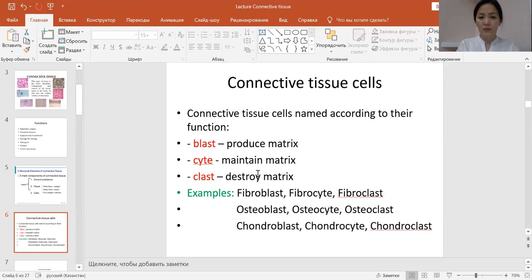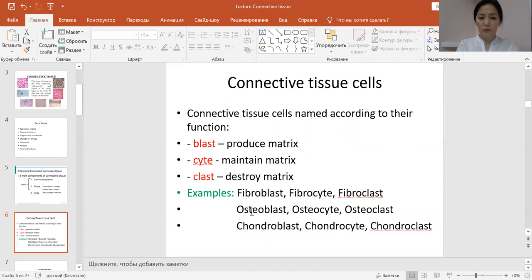For example, fibroblast, fibrocyte, and fibroclast are cells of connective tissue proper. Fibroblasts produce fibers. Fibrocytes maintain matrix of connective tissue proper. Fibroclasts destroy fibers. Another example: osteoblast, osteocyte, and osteoclast are cells of bone.